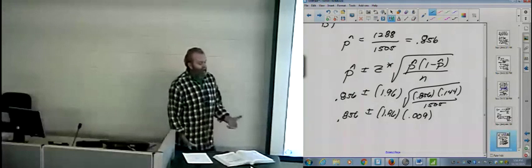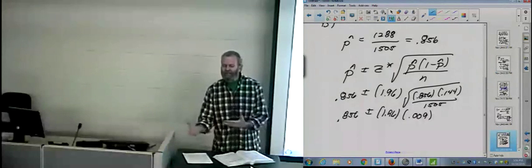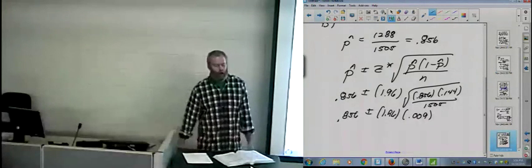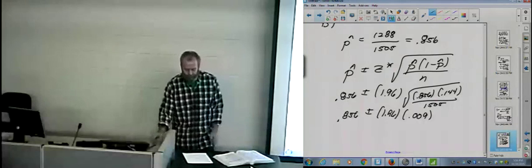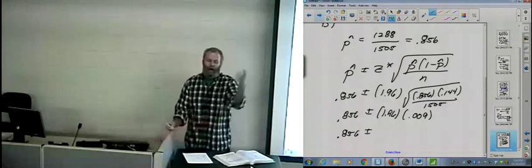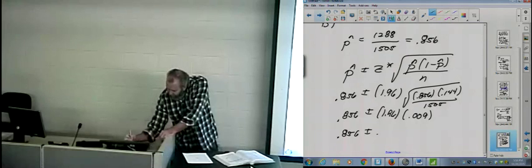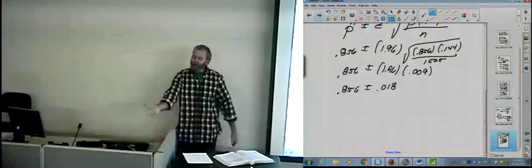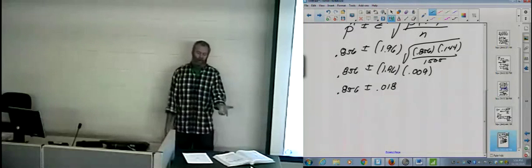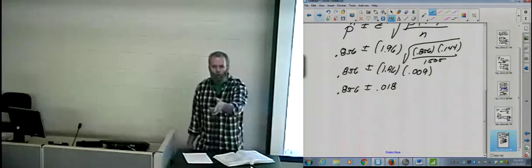In other words, what I'm telling you is the standard error here, right? The standard error, the estimate of your standard deviation, is 0.009. That gives me 0.856 plus or minus, multiply 1.96 times 0.009, and I got 0.018. There is your confidence interval. There is your estimate plus or minus your margin of error. Your margin of error here is 0.018.